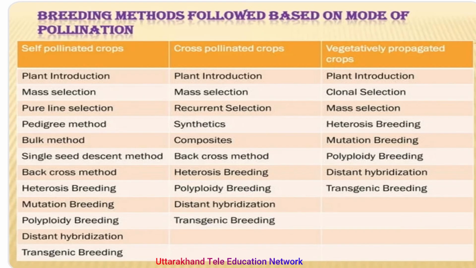And third one is vegetatively propagated crops. There are the following methods used for crop improvement: plant introduction, clonal selection, mass selection, heterosis breeding, mutation breeding, polyploidy breeding, distant hybridization, and transgenic breeding are used for the crop improvement.